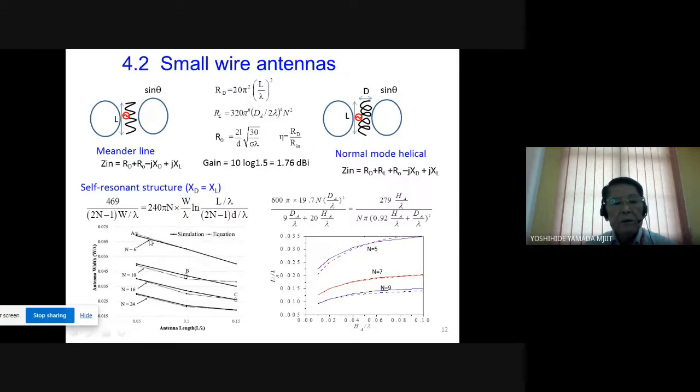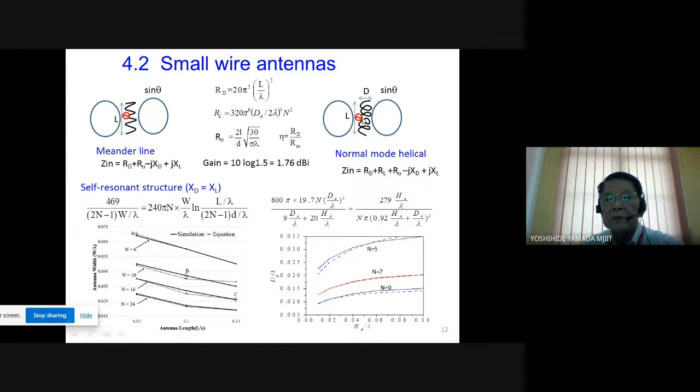So this bold line shows the simulation, and this dotted line is based on this equation. So this equation agrees very much with the simulation result. So this design equation is useful for designing this meander line. Similar for the normal mode helical antenna.